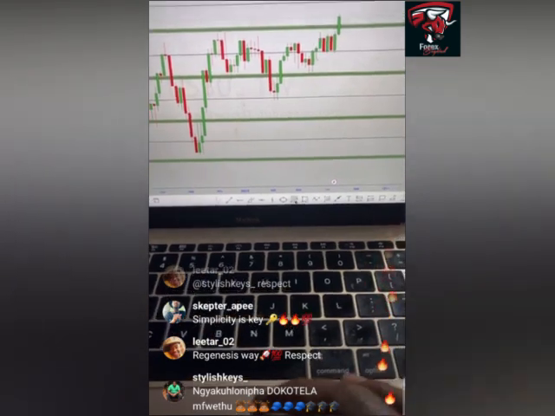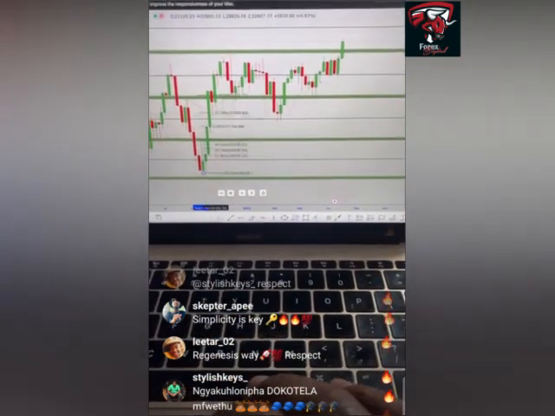So with the Fib tool on an uptrending market, you pull it down from the previous swing low to the previous swing high.